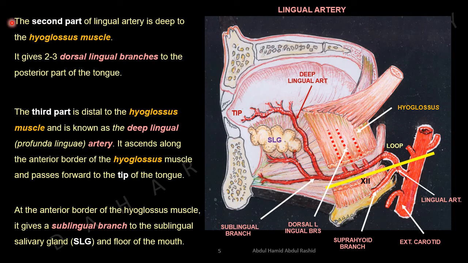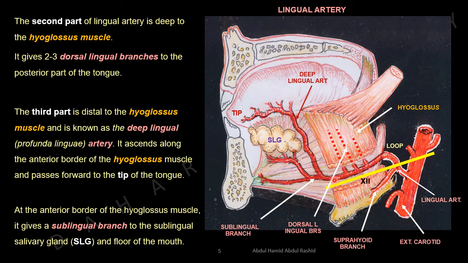The lingual artery continuation. The second part of the lingual artery is deep to the hyoglossus muscle. You can see here, this is the hyoglossus muscle. When you open it, deep to the muscle is the second part of the lingual artery. This part gives 2 to 3 dorsal lingual branches to the posterior part of the tongue. These branches are also deep to the hyoglossus muscle.